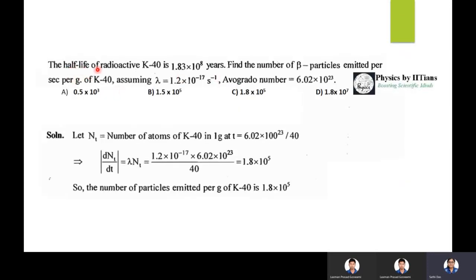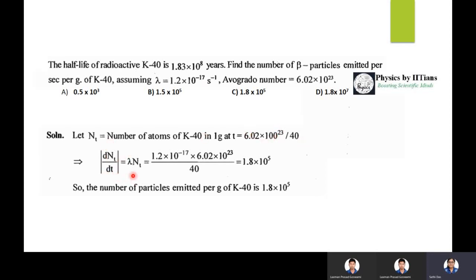Another question: the half-life of radioactive K40 is 1.83 into 10 to the power 8 years. Now find the number of beta particles emitted per second per gram of K40, assuming lambda is 1.2 into 10 to the power minus 17 second inverse, and Avogadro number as 6.02 into 10 to the power 23. So let us take first Nt, the number of atoms of K40 in 1 gram, which is 6.02 into 10 to the power 23 divided by 40.